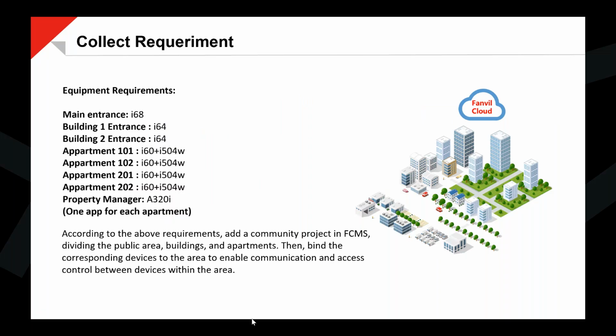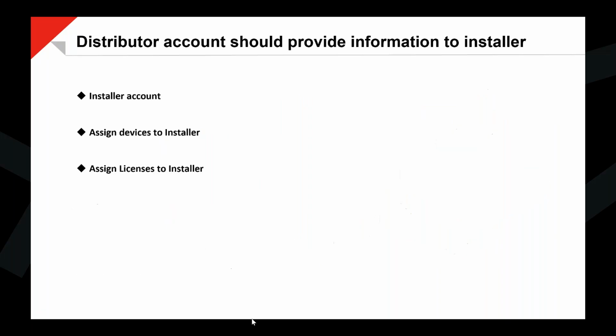So each apartment will use the Fanvil Link app. The distributor account should provide information to the installer. This is what the distributor should do: create an installer account first, assign the devices to the installer, and assign licenses to the installer. This is the role of the distributor. It only creates accounts. The distributor never creates a project or anything. You just need to create accounts, assign devices to the installer, and assign licenses to the installer.